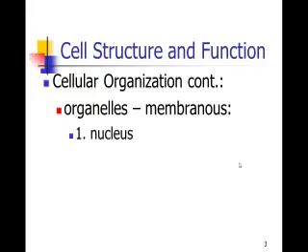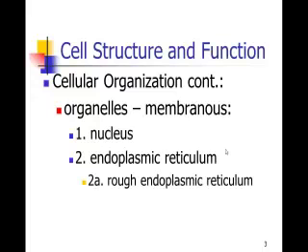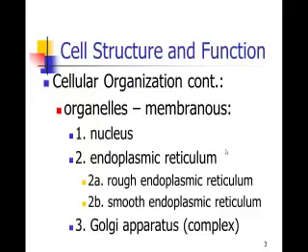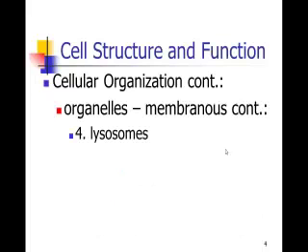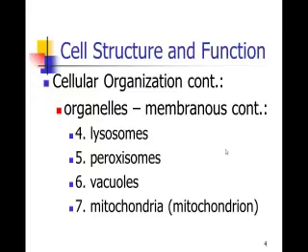Here is a list of the membranous organelles: the nucleus, endoplasmic reticulum. There are two kinds of endoplasmic reticulum. There's rough endoplasmic reticulum, and there's smooth endoplasmic reticulum. We'll talk about each of these. The Golgi apparatus, or some books will refer to it as the Golgi complex. We also have lysosomes, peroxisomes, and vacuoles. Mitochondria are also a membranous organelle. We're going to see that some of these are associated with each other and others are independent. The mitochondria are independent.